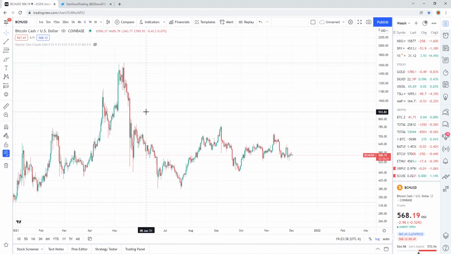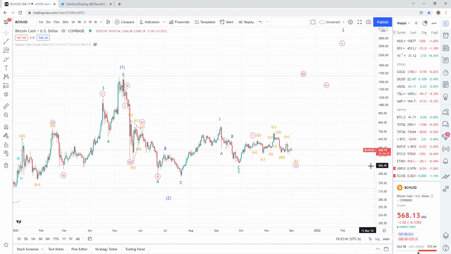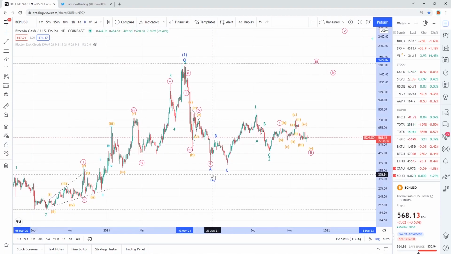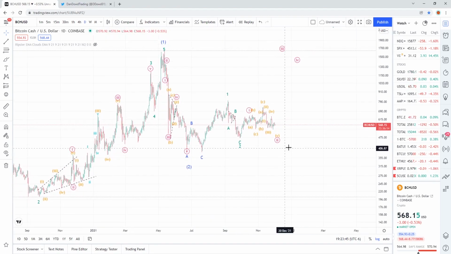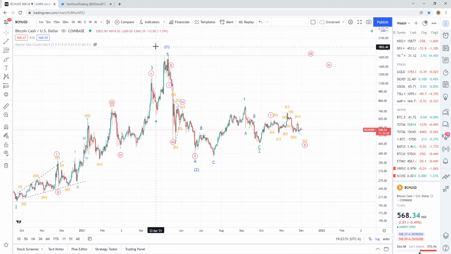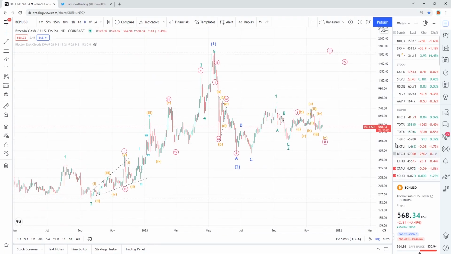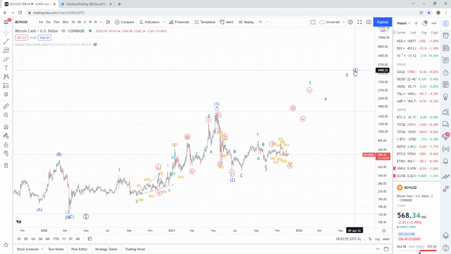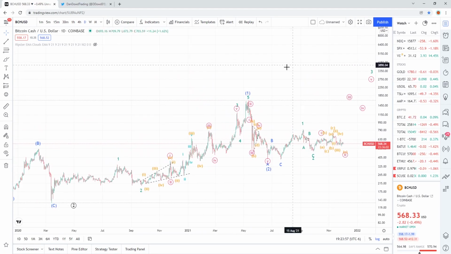Now I'm going to be going over the two possible scenarios for this intermediate wave 2. Like I said, I would be diving into this structure because I believe that there is a bullish and a bearish scenario for this intermediate wave 2. The first one being that this intermediate wave 2 is complete and it is going on to set intermediate wave 3 of primary wave 3.